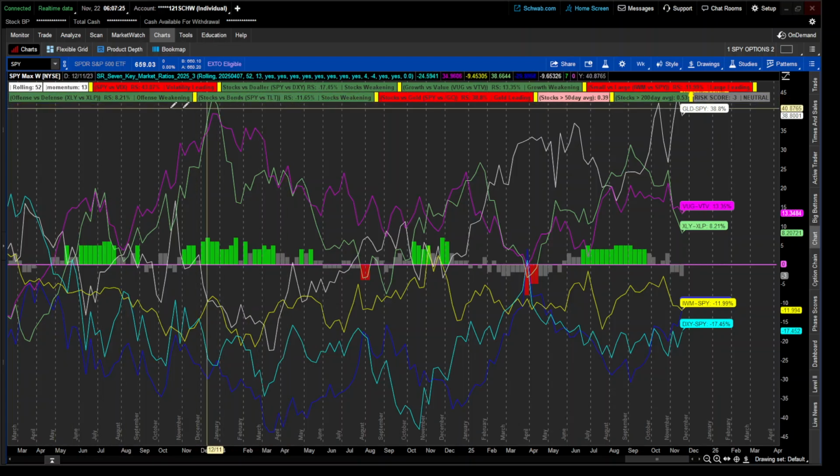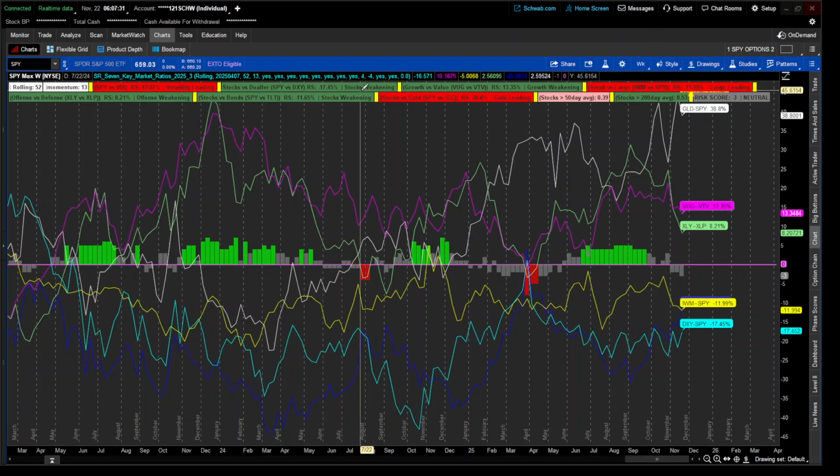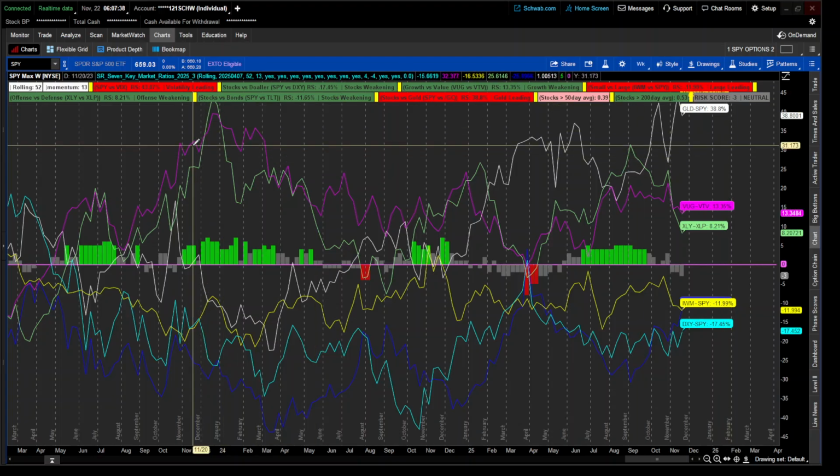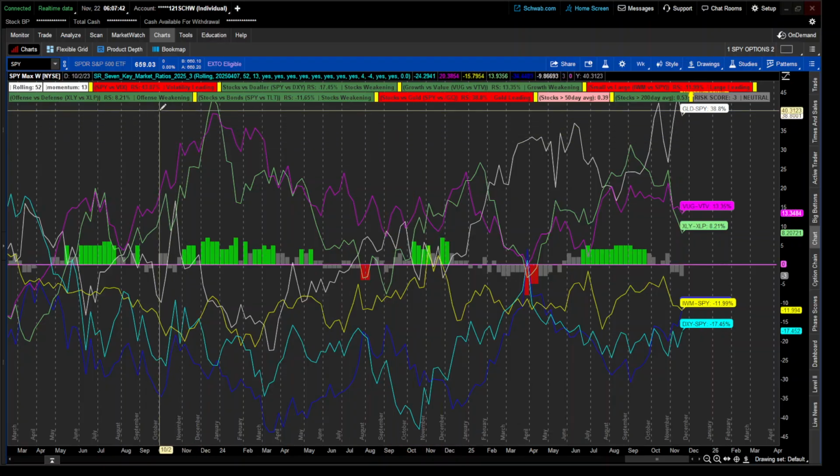So what you're seeing is volatility is still leading in the market. Stocks are still weakening. Growth is weakening, and large caps are leading while small caps are weakening. And you can see the offensive and defensive, you have stocks and bonds, you have all these different things. So these are your metrics for your risk on and risk off.